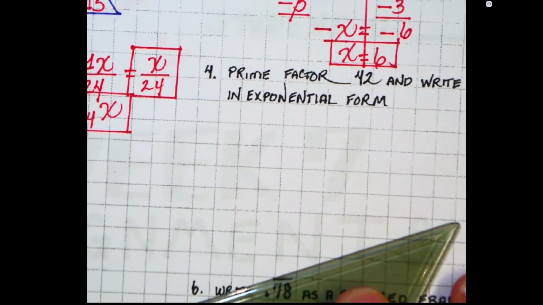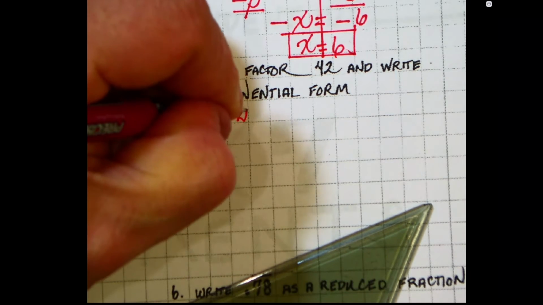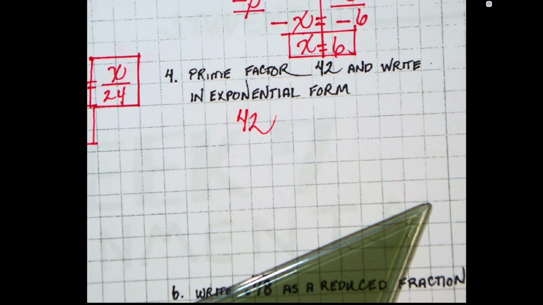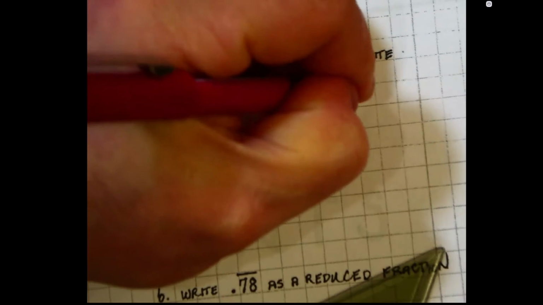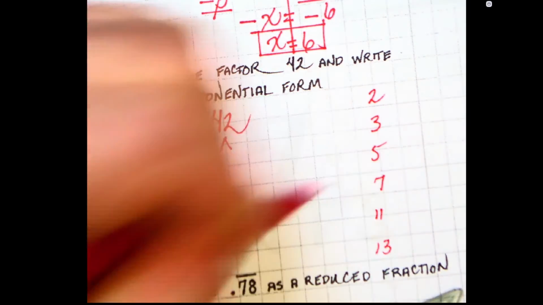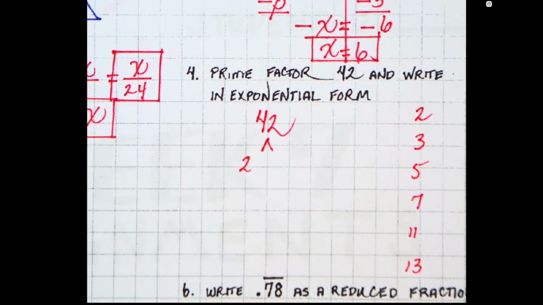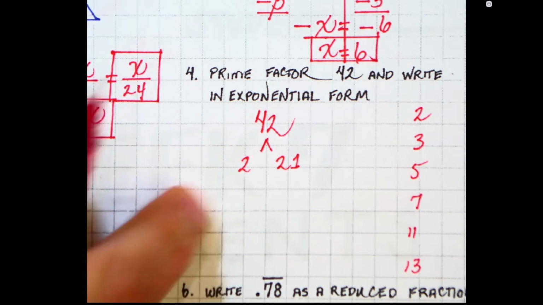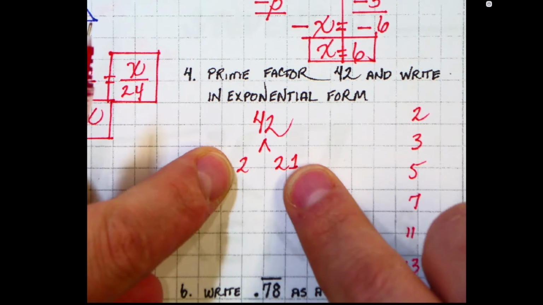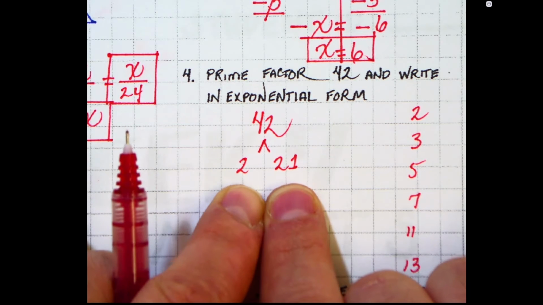Okay. Number 4, prime factor 42. Most of you did good on this. Break it down into, here's your primes, 2, 3, 5, 7, 11, 13. You won't need anything higher than that. So we start with 2 since 42 is even. 2 times 21. 21 is called a cofactor. So this is a prime factor, and this is the cofactor. They're called co because they work together, like a co-worker.